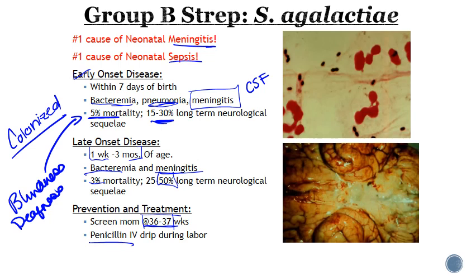So that's all I have on group B strep. Make sure to watch the meningitis video to get a better understanding of what bacterial meningitis is if you haven't already. Thanks.